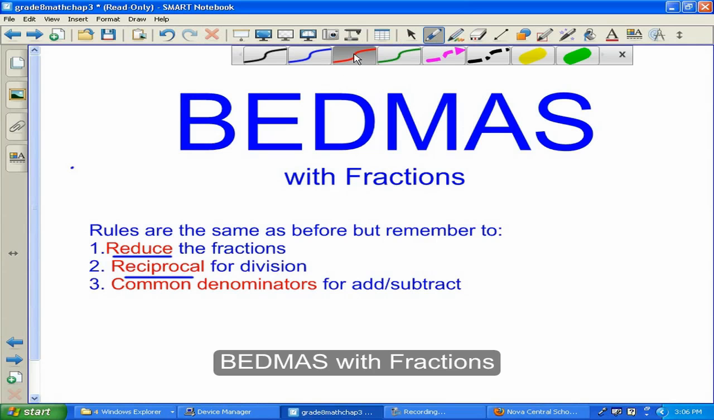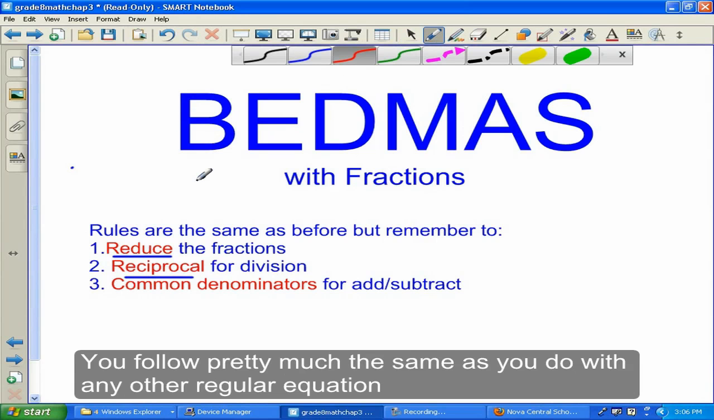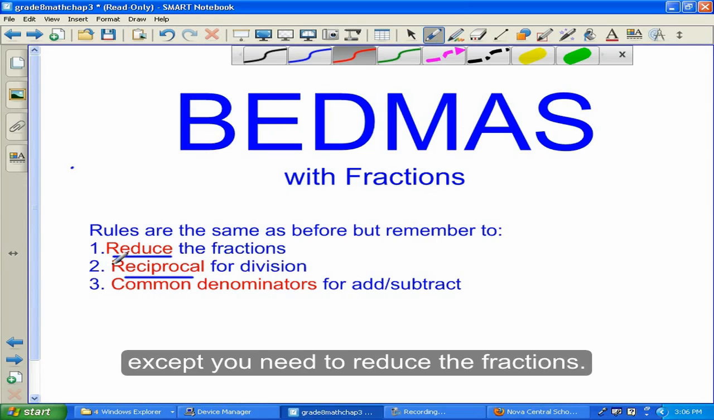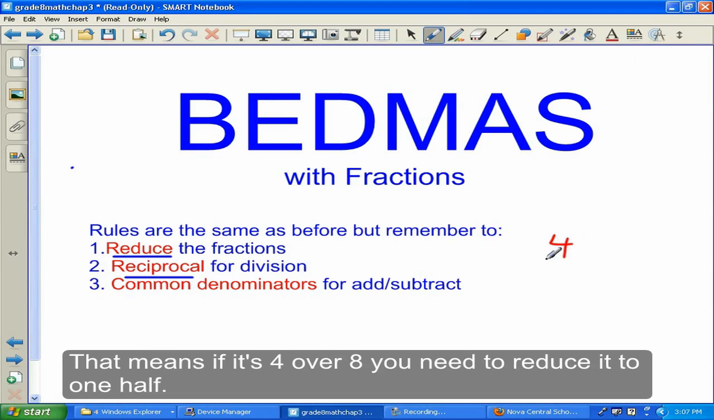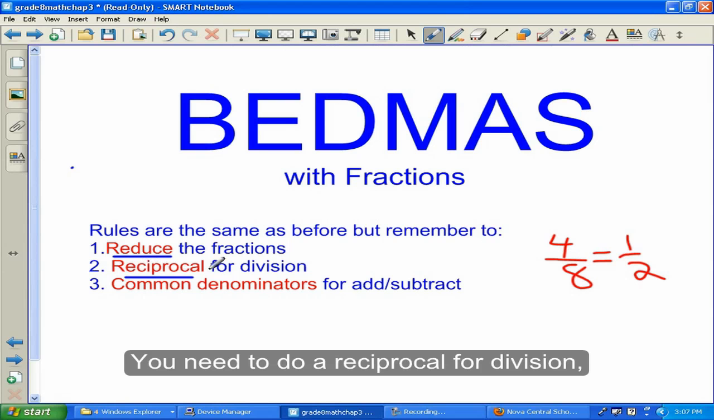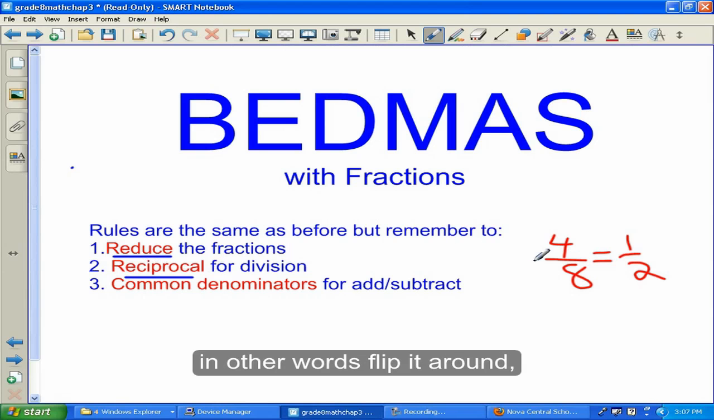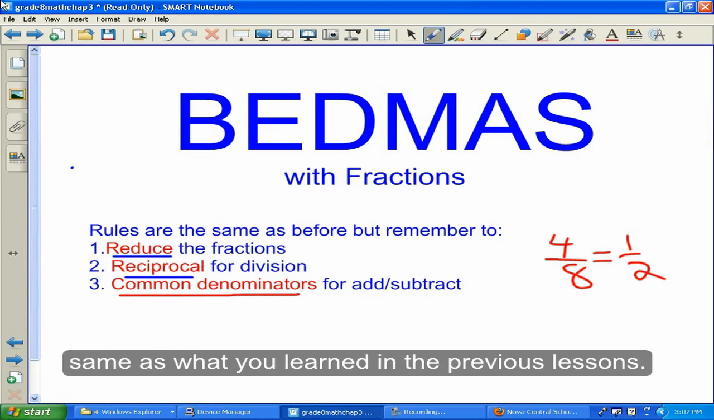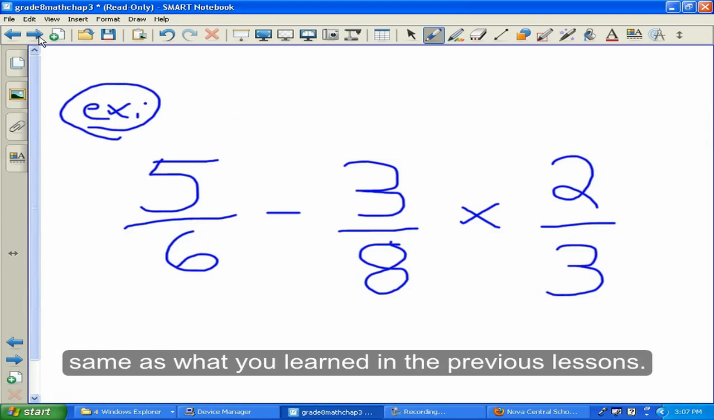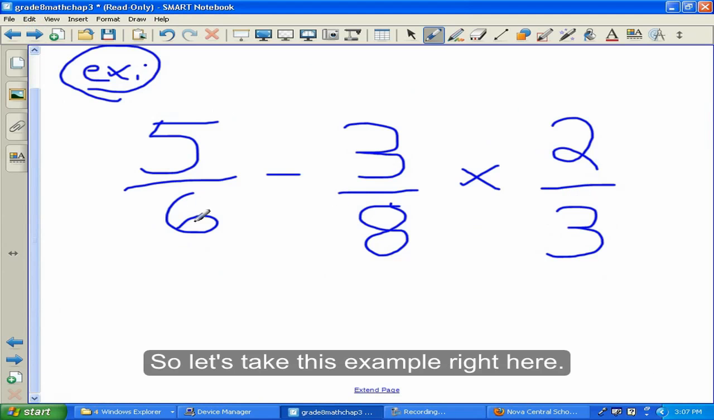BEDMAS with fractions. You follow pretty much the same as you do with any other regular equation, except you need to reduce the fractions. That means if it's 4 over 8, you need to reduce it to 1/2. You need to do a reciprocal for division, in other words, flip it around. And you need to find common denominators for when you're adding or subtracting, same as what you learned in the previous lessons. So let's take this example right here.